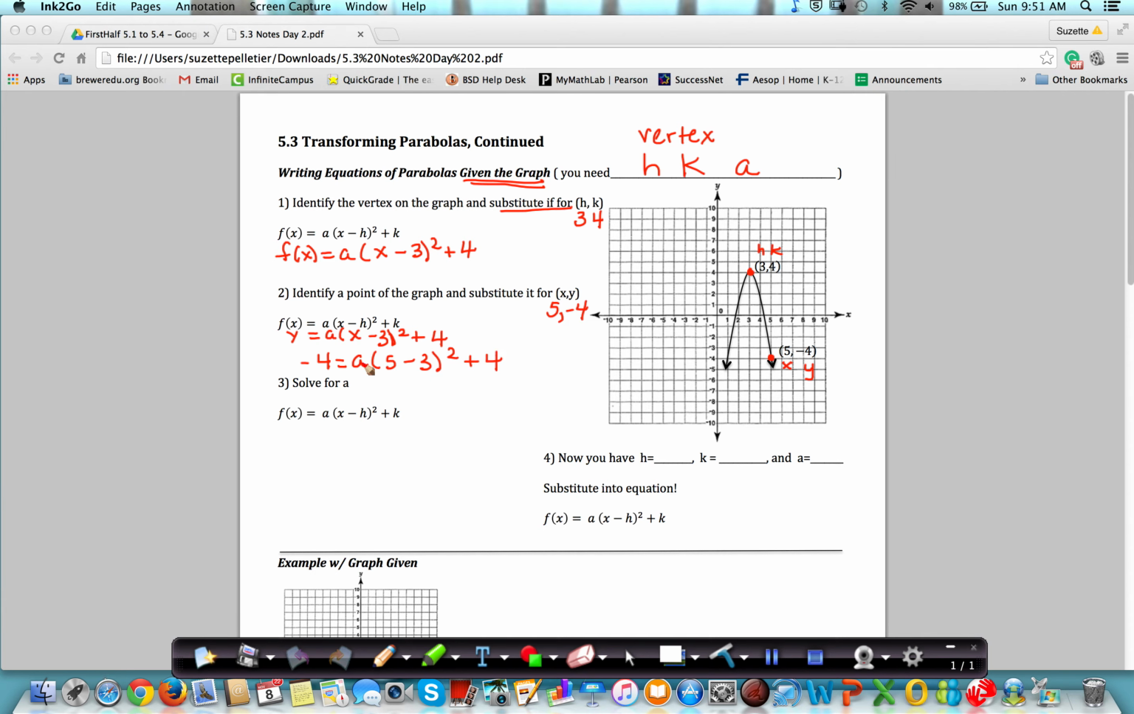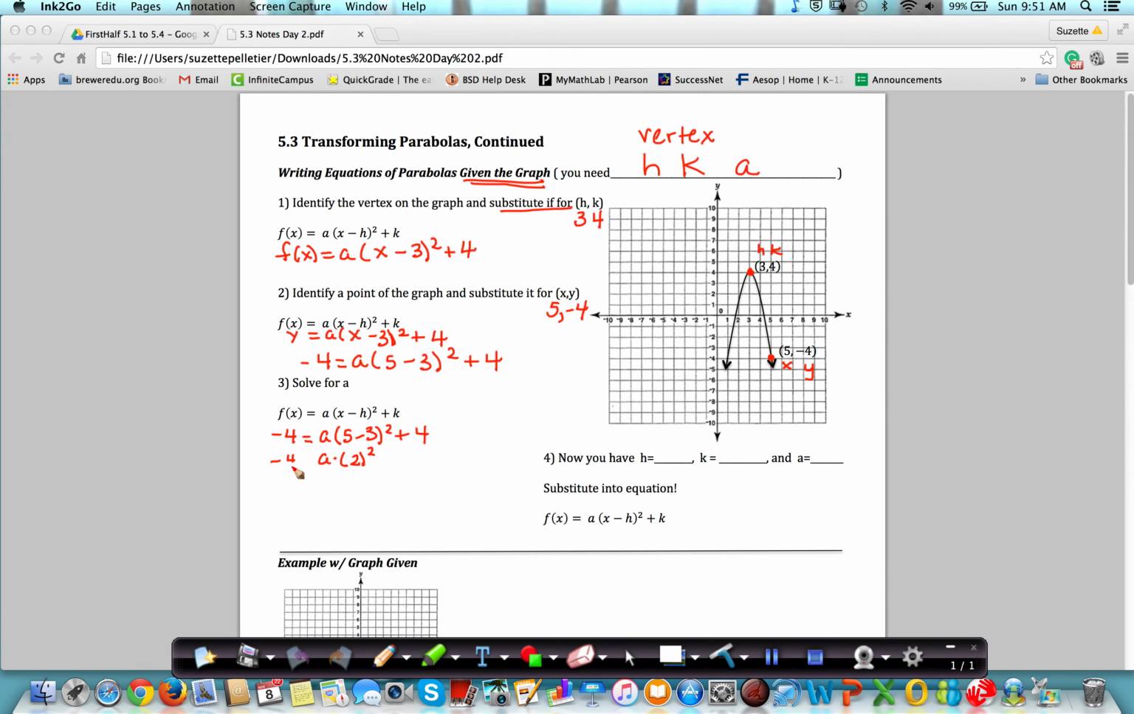So you can see right now everything has been replaced except for a. And that's because in order to write the equation, you need to find a. We have h and k. And so we're going to use this extra point we have on the line, plug it in, and we're going to solve for a. So negative 4 equals a times 5 minus 3 squared plus 4. So we're going to substitute, we're going to solve for a. So 5 minus 3 is 2.